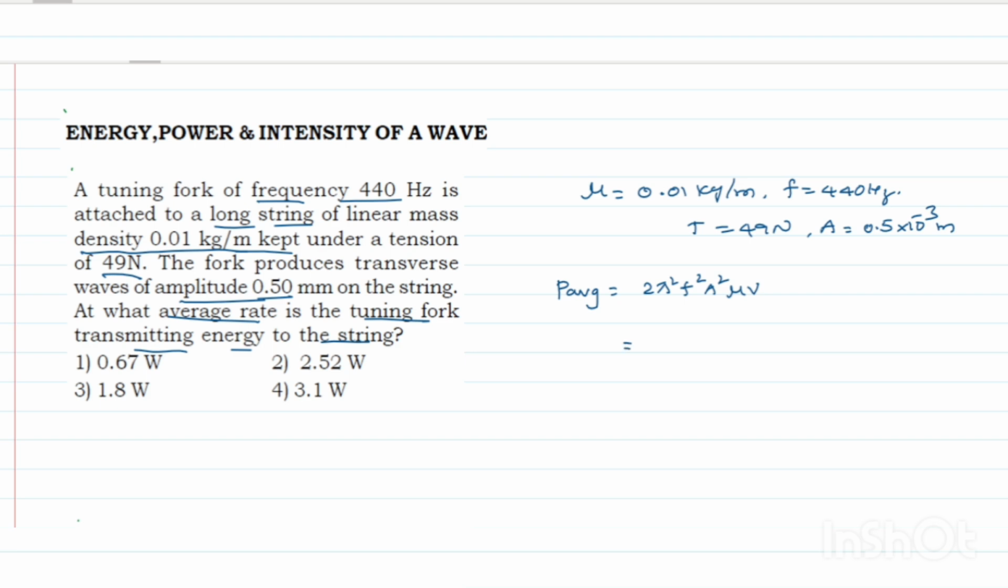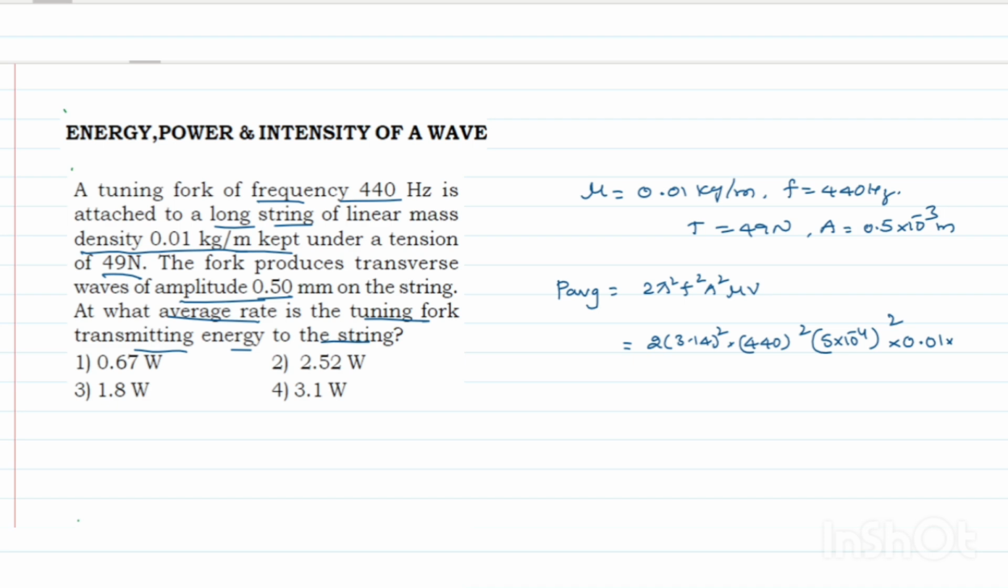Here you will be getting 2 into 3.14 whole square, and the frequency is given as 440 Hz, so you can take 440 whole square, into amplitude 0.5 millimeter, which you can write as 5 into 10 power minus 4, whole square a square. Mu is given as 0.01 linear mass density, and the velocity you just calculate, students.